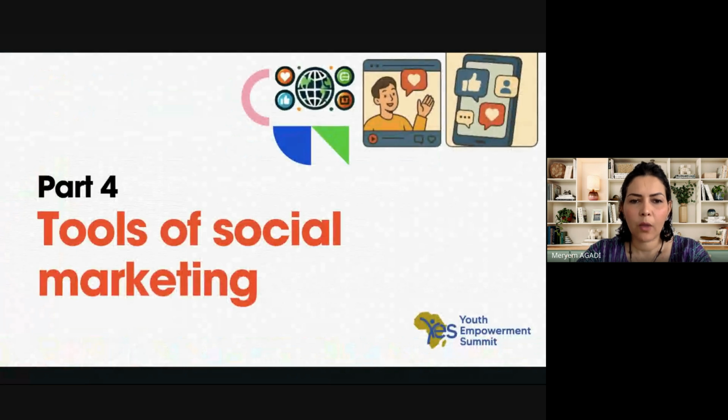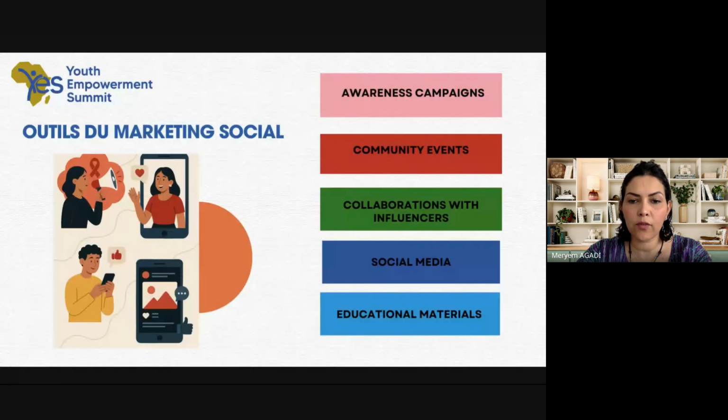Okay, so here we will see the tools of social marketing. The five tools that we're presenting here are the five main marketing tools. The first one is awareness campaigns that we can use online or on site. We also have community events that we could organize weekly, bi-weekly, monthly, or yearly. Those community events should be at the center of your social marketing strategy to make sure that you are connected to your audience.